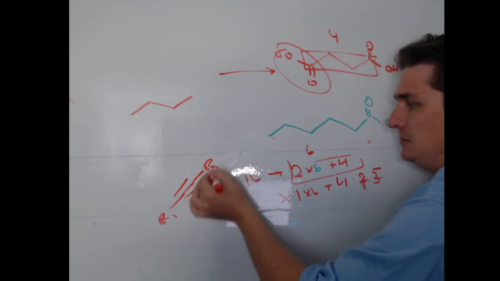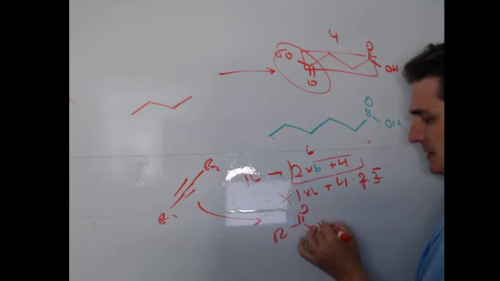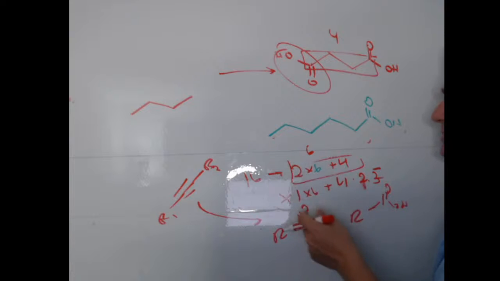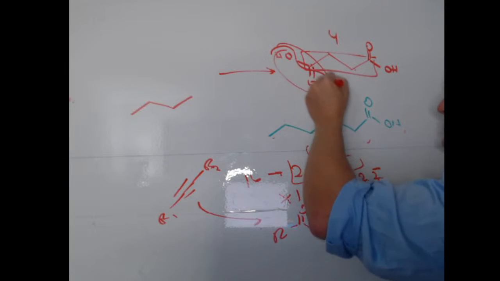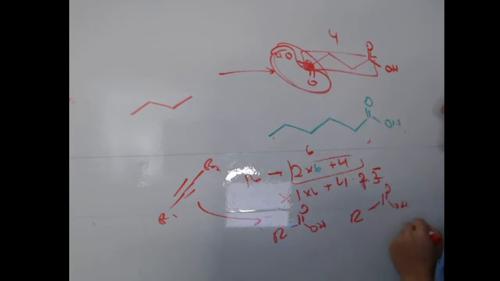So R1, R2, and when we ozonize, we're going to get R1 with the carboxylic acid hanging off the end, and R2 with a carboxylic acid hanging off the end. So if we want to figure out what happened in the reverse, we're just going to pull the OH's, the oxygen of the OH, and we're going to connect this to another carboxylic acid.